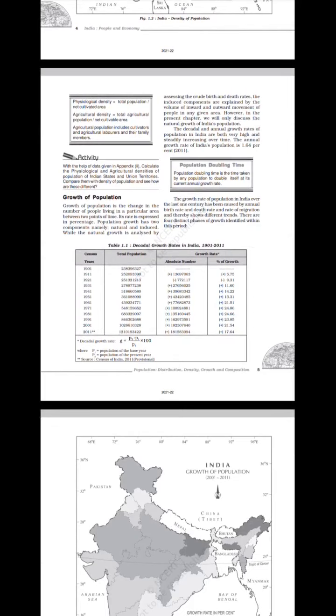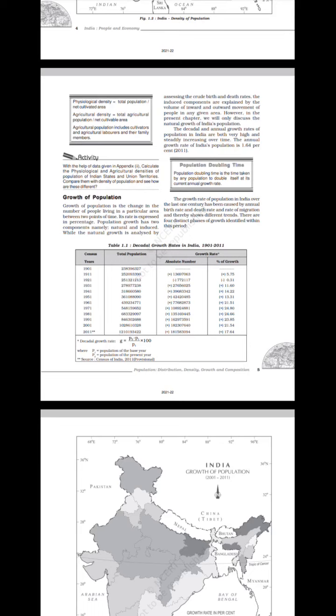Physiological density is equal to total population by net cultivated area. Agriculture density is equal to total agriculture population by net cultivable area. Agriculture population includes cultivators and agriculture laborers and their family members. With the help of data given in Appendix 2, calculate the physiological and agricultural densities of population of Indian states and union territories. Compare them with density of population and see how they are different.